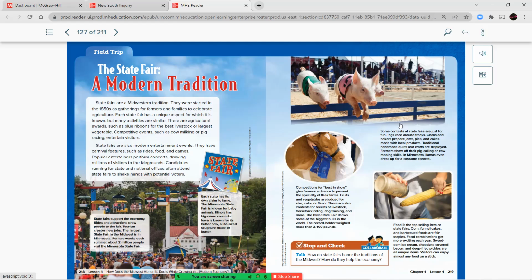Some contests at the state fairs are just for fun. Pigs race around tracks. Cooks and bakers prepare jams, pies, and cakes made with local products. Traditional homemade quilts and crafts are displayed. Farmers show off their pig calling or cow mooing skills. In Minnesota, llamas even dress up in costumes for a contest.